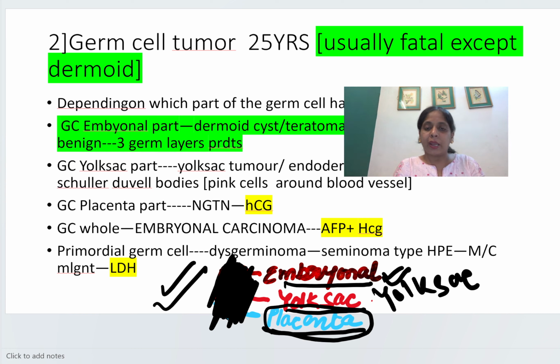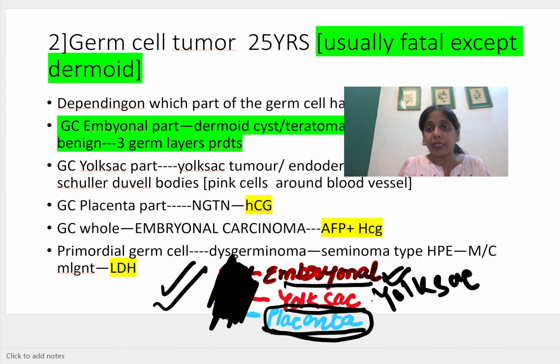Okay, so I'm back here. You can see that in the embryonal carcinoma, because the whole of the germ cell is becoming tumorous, both the tumor markers of the yolk sac tumor and the placental tumor increase.